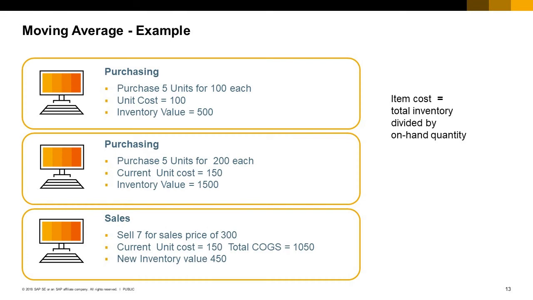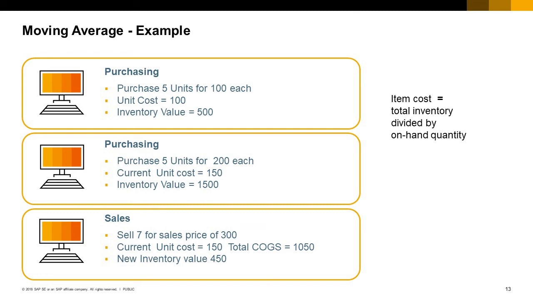Remember that the formula for moving average is that item cost is calculated by dividing the total inventory value by the on-hand quantity. Here we see a purchase of 5 units for 100 each. The inventory value at this point is 500. The moving average cost at this point is 100. That is the inventory total value of 500 divided by the quantity of 5.